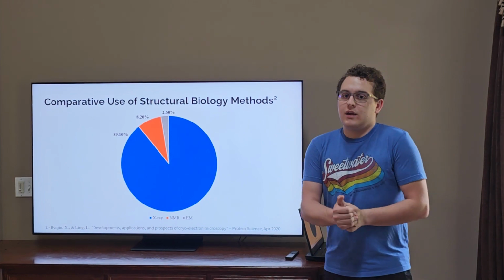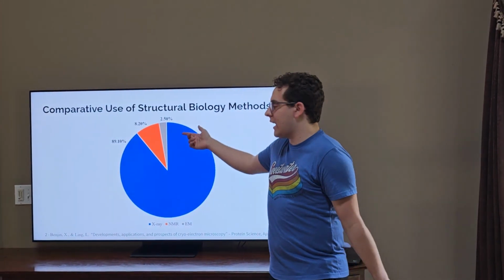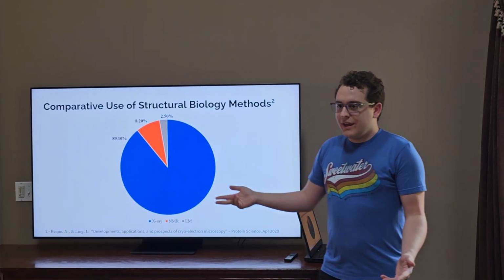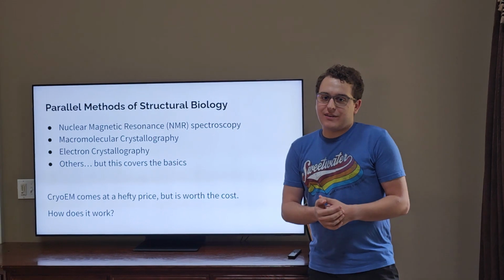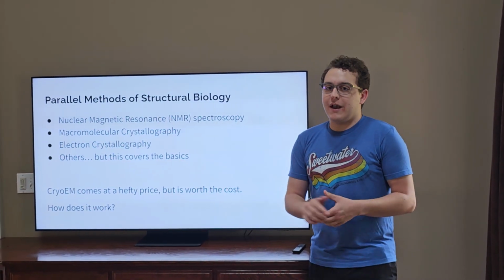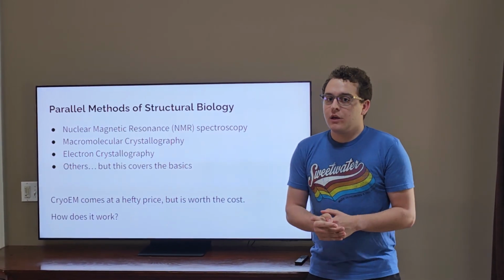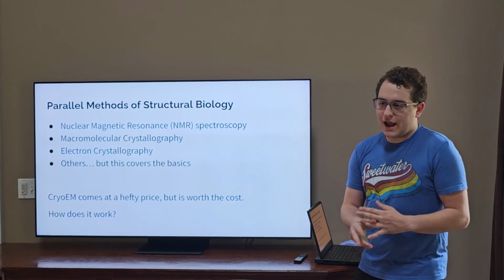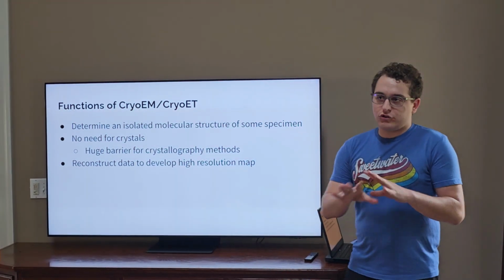So that being said, if EM is so good and ET as well, then why does it only make up 2.5% of the field? And the answer is cost. It takes about $5 to $7 million to buy one electron microscope, and you also have to get the people who are trained to run that electron microscope. So it's really hard to get into, and not everybody has access to that. But that being said, that's enough general information about it.